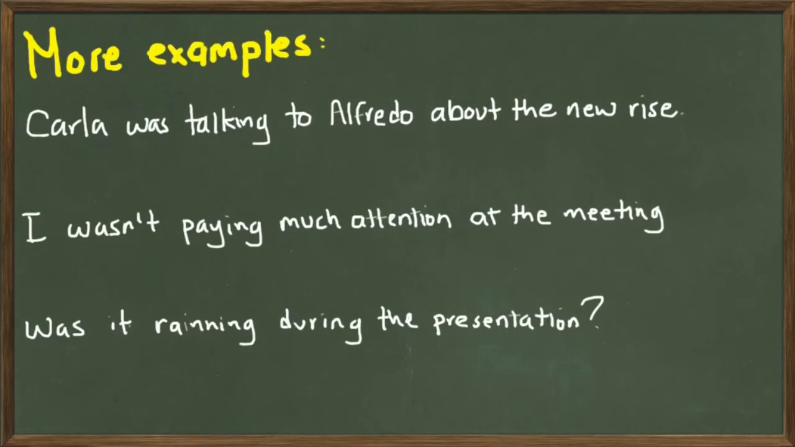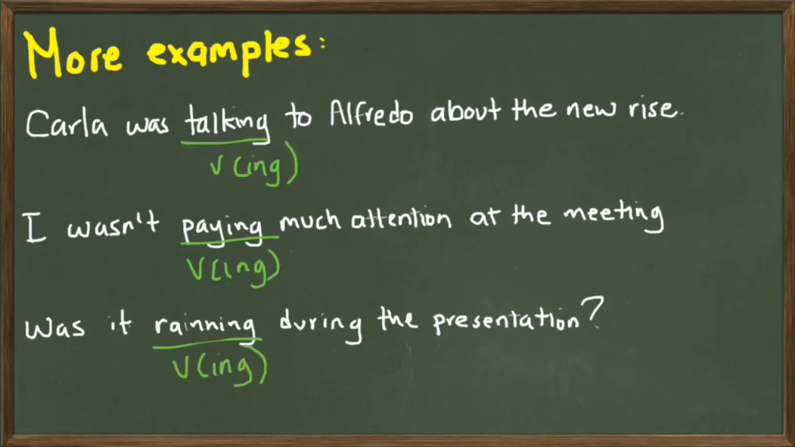We have the example, Carla was talking to Alfredo about the new rice. Negative, I wasn't paying much attention at the meeting. Question, was it raining during the presentation? Once again, we always have the verb plus ing. Let me clarify that. Verb plus ing, verb plus ing.